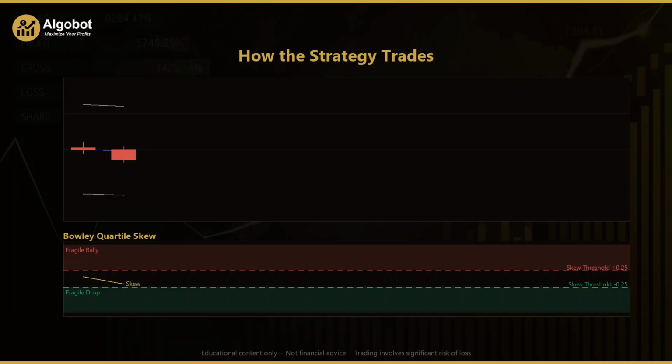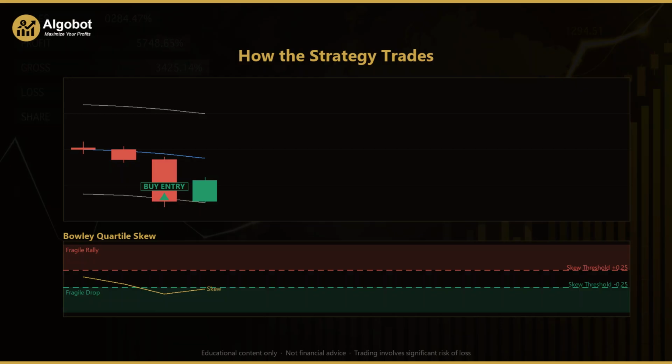Across the top you can see the price candles. The blue line running through the middle is the EMA baseline, our fair value reference, and the two gray lines above and below it are the stretch bands, drawn 2 ATR away from the baseline. In the panel underneath is the Bowley quartile skew, our fragility gauge, with dashed threshold lines at plus 0.25 and minus 0.25. Notice how flat the baseline stays throughout. That is the flat regime the strategy requires before it will act at all.